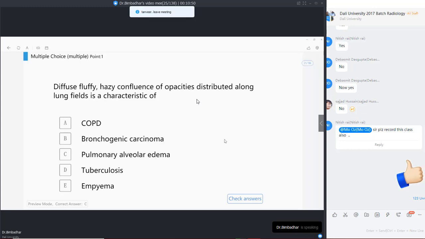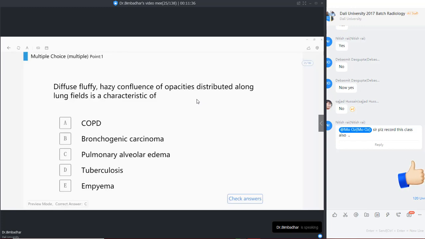Okay, so this is technically not a very difficult question. It is quite easy. If you got this answer correct, you have to understand this kind of distribution is a very classical feature of bat wings edema as well, right? Diffuse, fluffy, hazy confluent opacities distributed along the lung fields, originating from the center to the periphery. Such a distribution is nothing but your bat wings edema, which is a characteristic feature of pulmonary edema. So can you correlate this to the pulmonary edema condition?